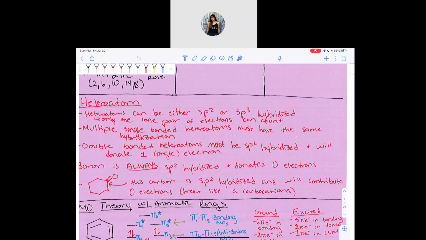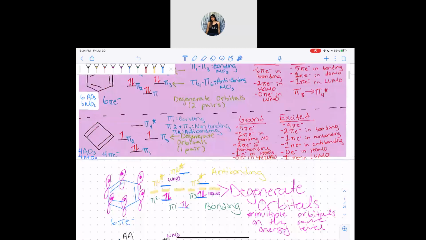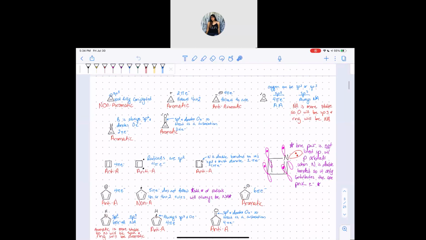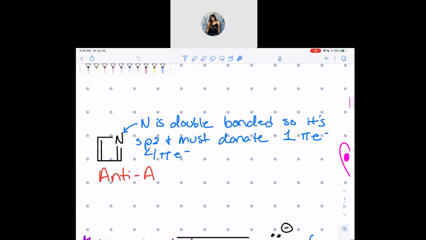These are a lot of rules, so we're going to talk about a couple examples. I gave you guys all these answers because I know aromaticity can be kind of difficult at first, and I want you to do a lot of practice. But the ones I do want to focus on are this guy. If the heteroatom, like I said, is double bonded, it has to be sp2, and it has to donate 1 electron, even if that means it's anti-aromatic. We don't have a choice.